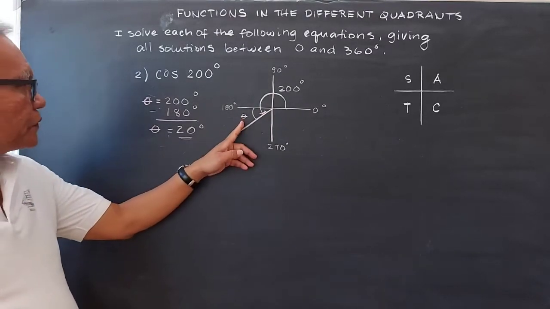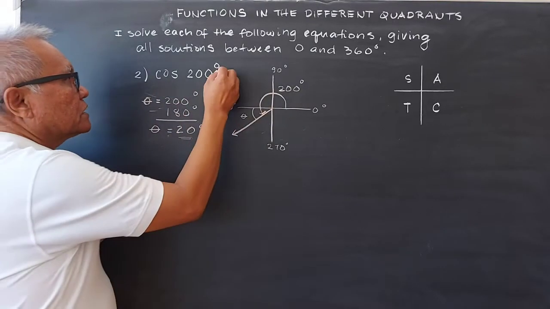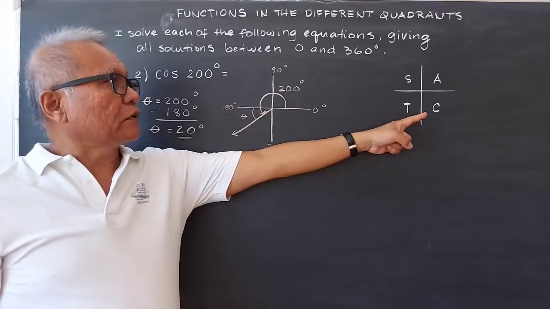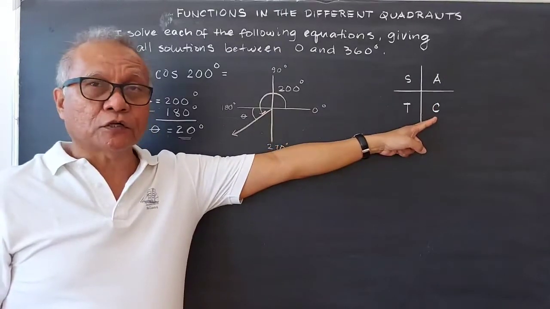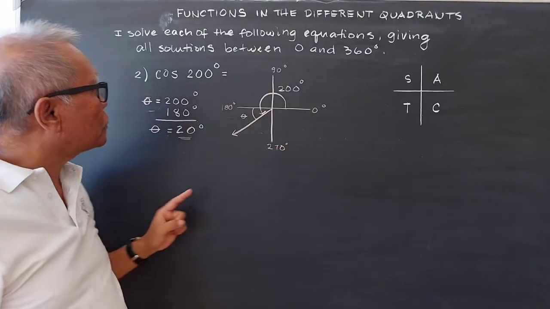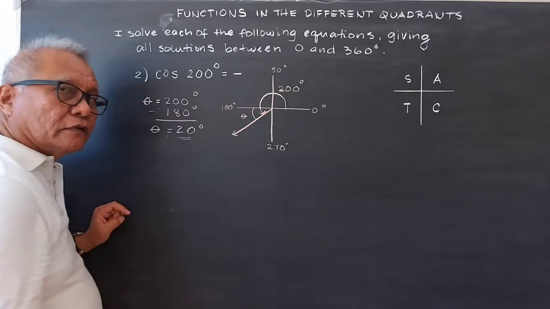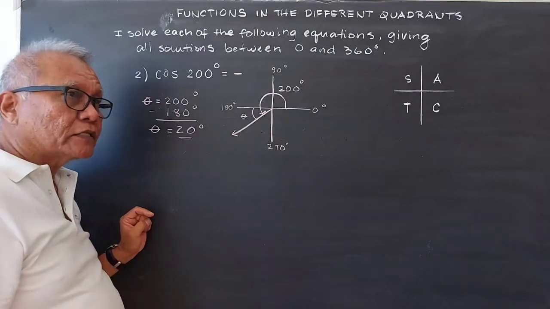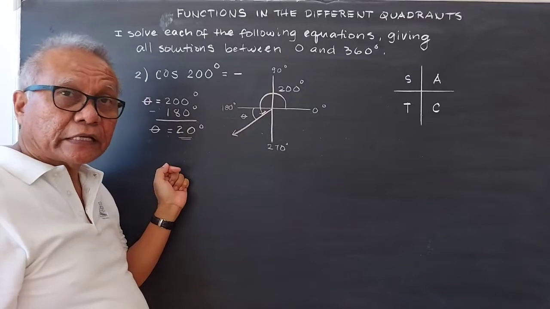So here, our cosine in the third quadrant is what? Is it positive or negative? Now we look here. The cosine is only positive in the first and in the fourth quadrant, but not in the third quadrant. Therefore, our cosine 200 degrees in the third quadrant is negative. That's negative there. So let us find the angle in which the value of that angle's cosine is also negative.